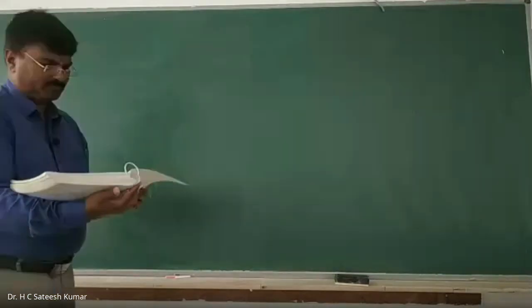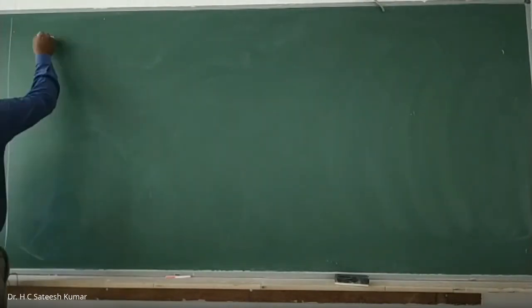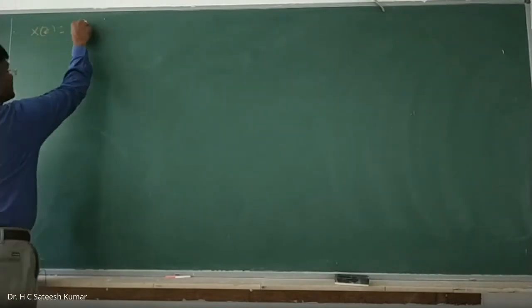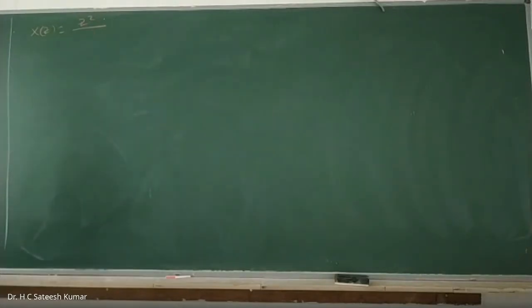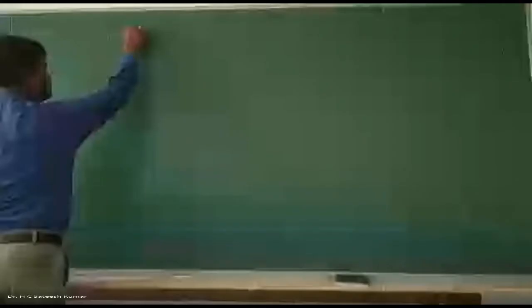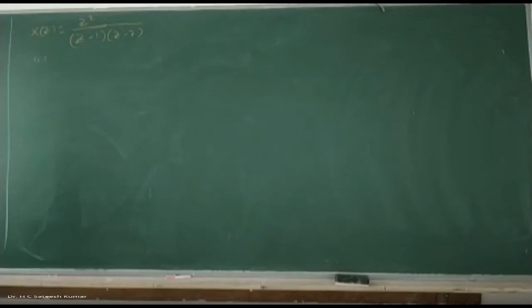Now, go for the inverse Z transformation problems. That's it. So I'll go for the first problem. If the ROC changes, the inverse Z transformation changes. Find the inverse Z transformation of X of Z is equal to Z square divided by Z minus 1 into Z minus 2 with ROC. First one, 3 different ROCs, we will find the inverse Z transformation.